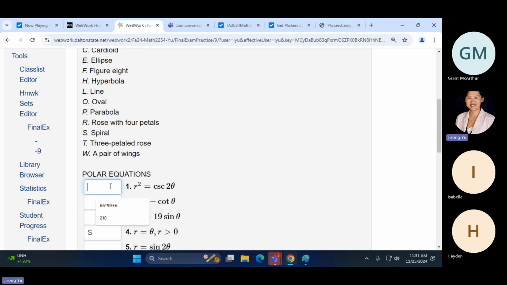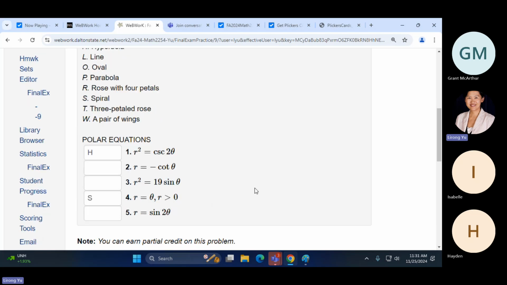The first one should be, because it's r squared equal to 1 over, cosecant theta is 1 over sine 2 theta, and sine 2 theta is 2 times sine times cosine. So that you have 2 times x over r and y over r. The r goes back. This is the hyperbola. Then there is r equal to cotangent theta.